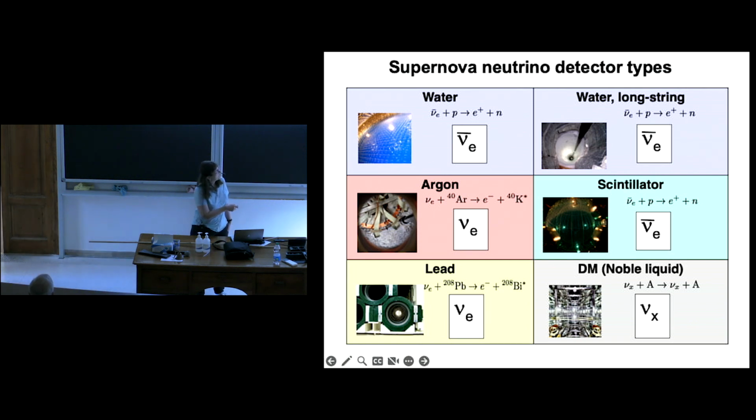Water detectors can be made very big, usually because they are made of a cheap material. You get electron antineutrino sensitivity via inverse beta decay.